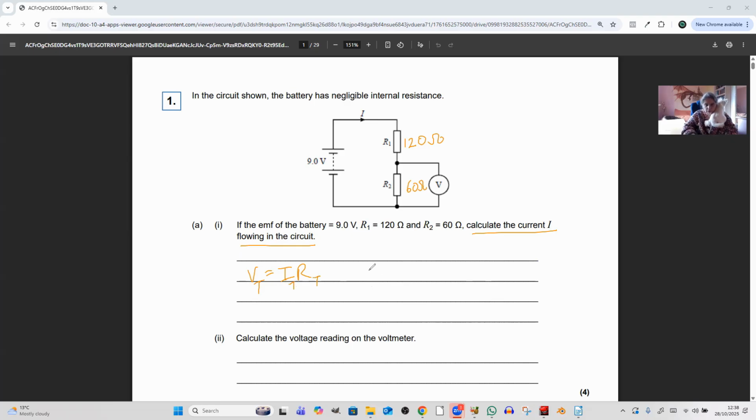We want I, so we're going to rearrange it. It's V total over R total. Our V total is 9. Our R total is 60 plus 120, because resistors in series add. So it's 9 over 180, which is 0.05 amps. Yes, well done. Excellent. Nice, isn't it? Lovely, perfect. Okay, this is not the hard bit.